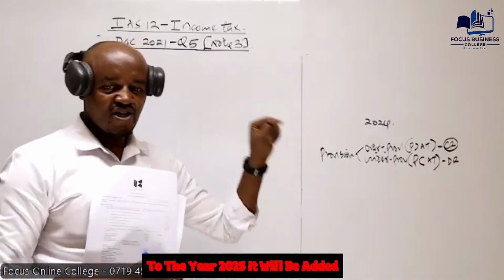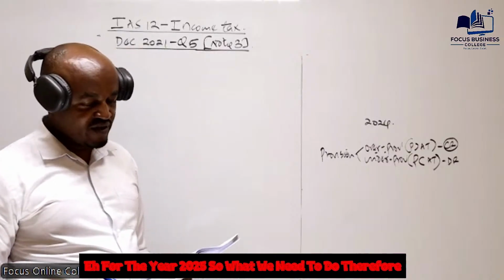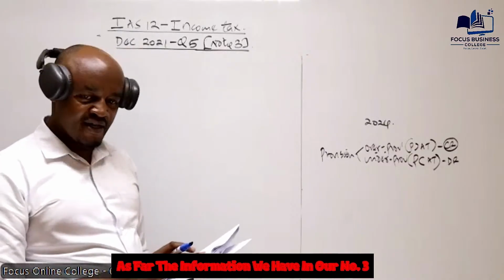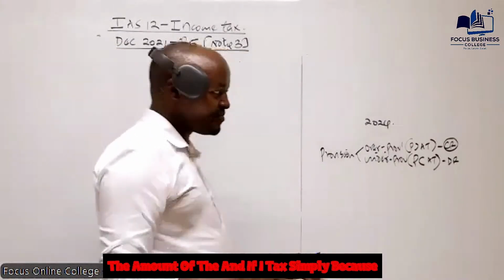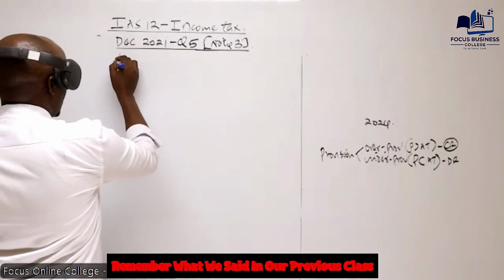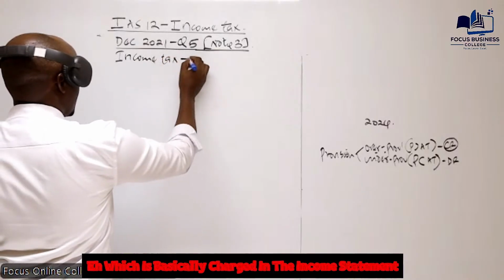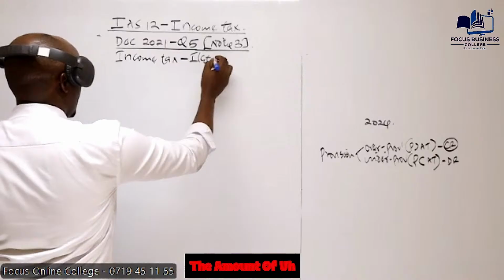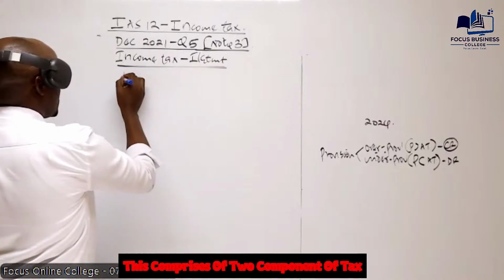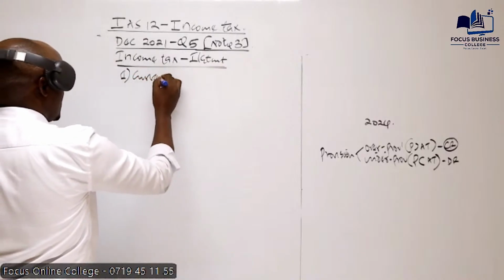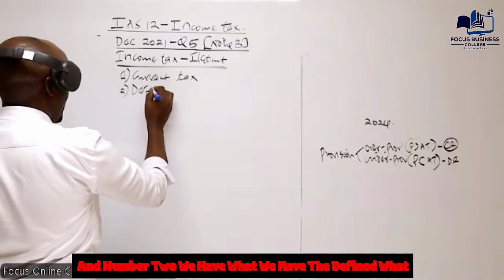It will be added to the estimated tax liability for what? For the year 2025. So what we need to do therefore, as per the information we have in note number 3, is basically to compute the amount of current tax, the amount of the deferred tax, simply because remember what we said in our previous class. We said the amount of income tax, which is charged in the income statement, this comprises of two components of tax. We have the current what? The current tax. And number 2, we have what? We have the deferred what?